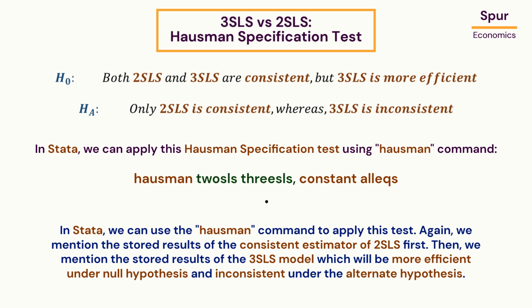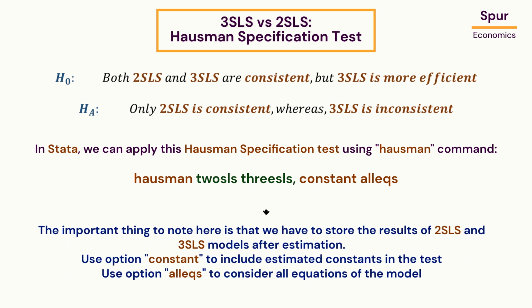Again, we mention the stored results of the consistent estimator of 2SLS first. Then, we mention the stored results of the 3SLS model, which will be more efficient under null hypothesis and inconsistent under the alternate hypothesis. The important thing to note here is that we have to store the results of 2SLS and 3SLS models after estimation.